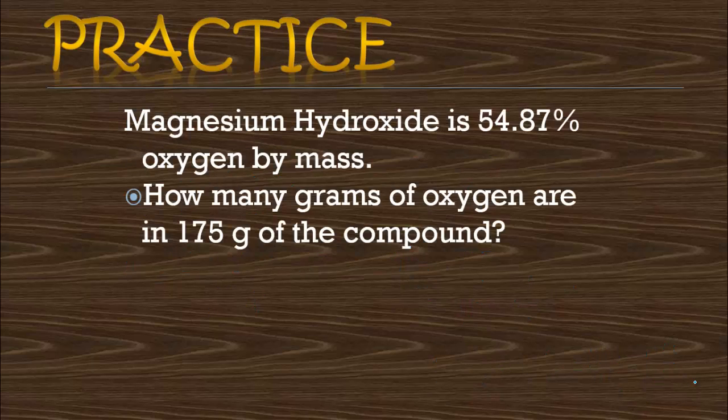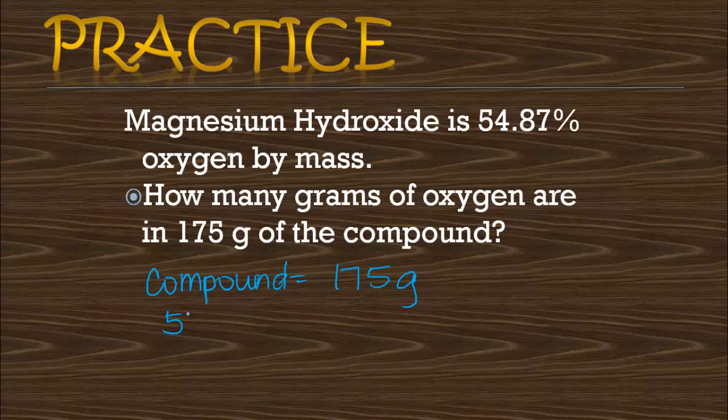What if we're given the percent? So we're going to work a little bit differently when we do this. So we know magnesium hydroxide is 54.87% oxygen by mass. So it's saying in the whole formula, I have 54.87% oxygen. I want to know how many grams of oxygen then would be in 175 grams of the compound. So I know my compound has a mass of 175 grams.